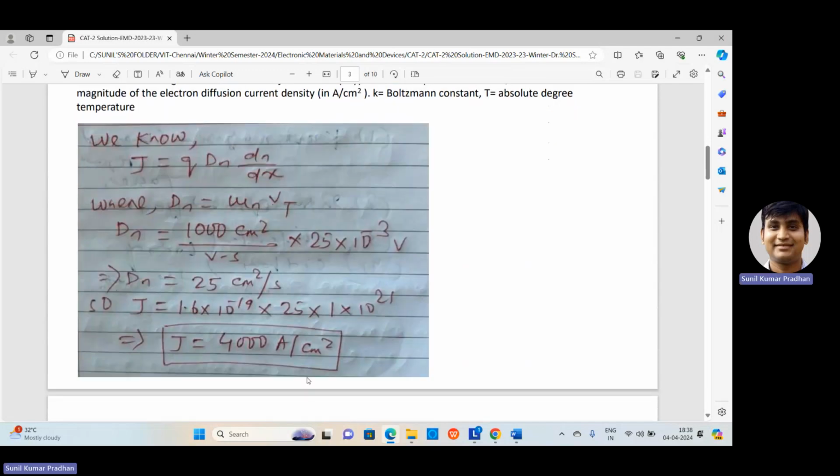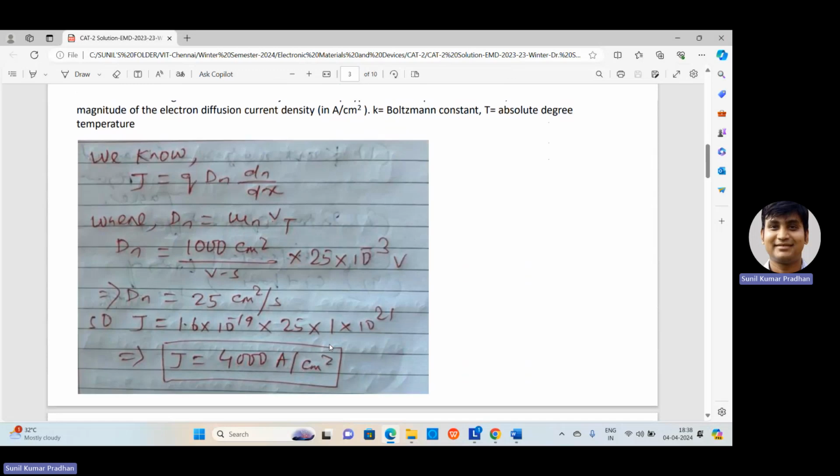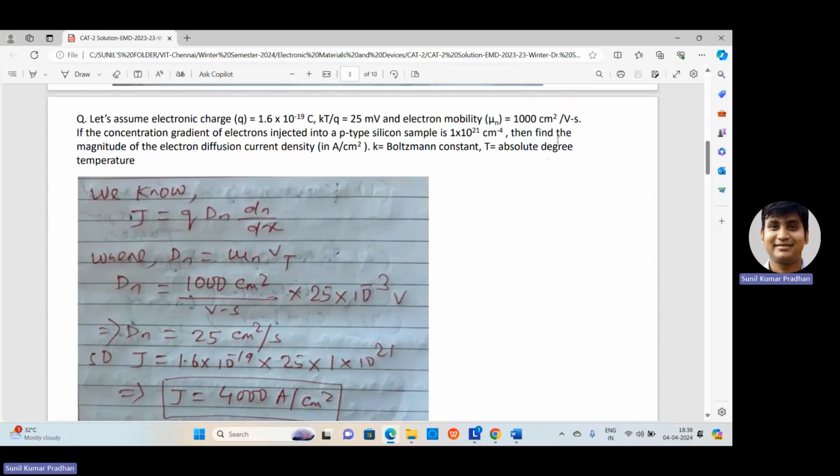So with this, if you find this current density and put the values, it comes to be 4000 ampere per centimeter square. As per the question, it is asked to find the magnitude of the electron diffusion current density in ampere per centimeter square. So what is the correct answer? The correct answer is 4000 ampere per centimeter square. Okay.